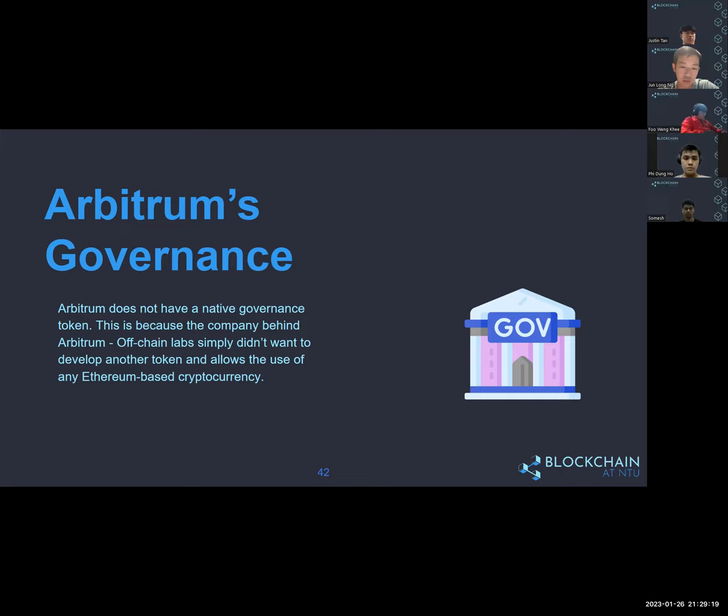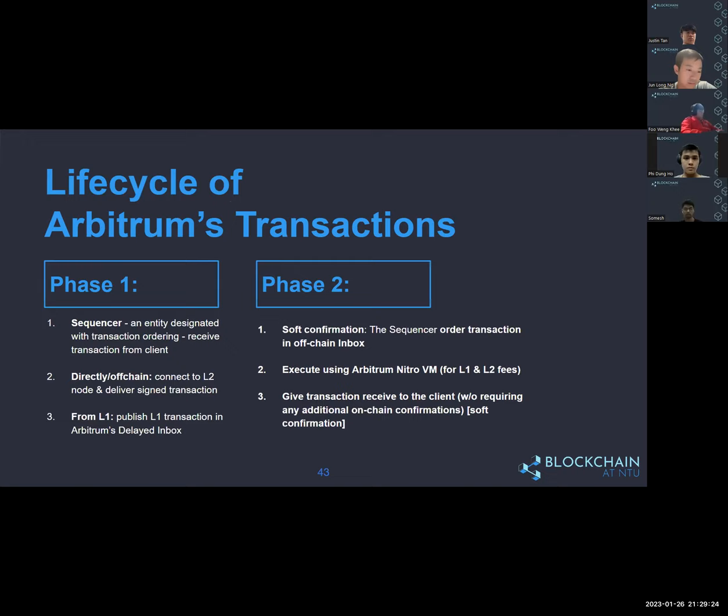So next slide, please. Let's look at the life cycle of an Arbitrum transaction, right? I tried to keep this part slightly less technical for those that have a very high barrier of entry to the whole blockchain ecosystem. So it's basically split into three phases. The first phase involves what they call a sequencer, which is basically just an entity designed to designate the transaction ordering. It's the person in charge of telling what comes first, receiving the transactions from the clients, which is basically just end users like you and I, right?